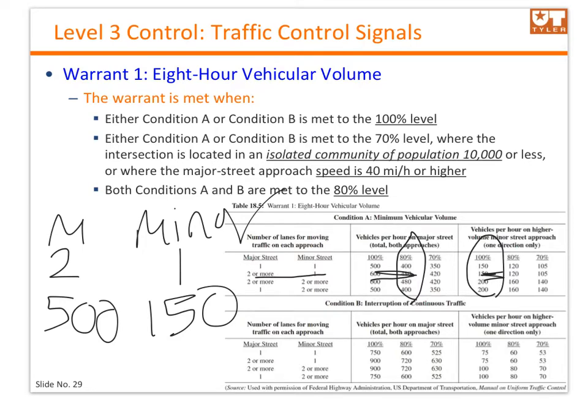Same thing now for condition B, which is interruption of continuous traffic. Let's apply the same concept here. If we have a major street with 2 or more lanes and a minor street with 1, which is this second line, the 500 is even less than 70%, and the 150 is way higher. So for the minor road it is 100%, but for the major road it is less than 70%, and therefore we are meeting the condition at 70%.